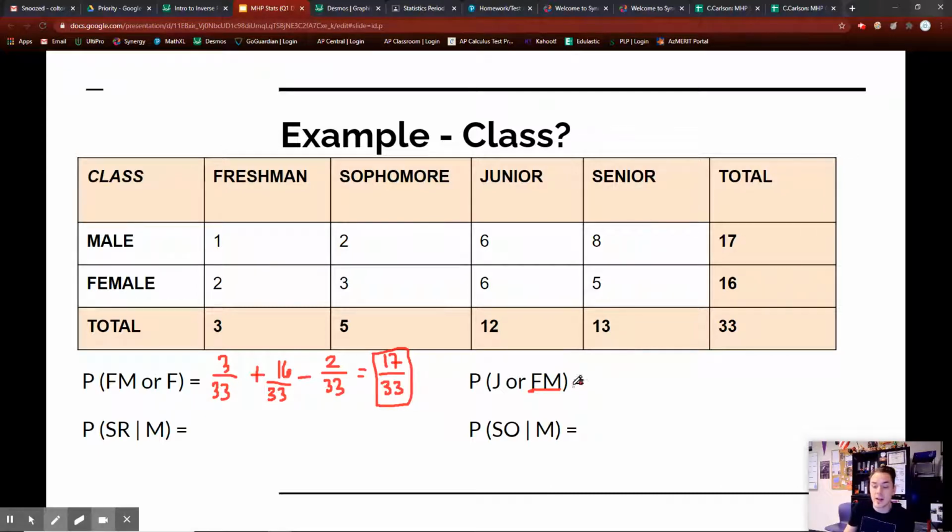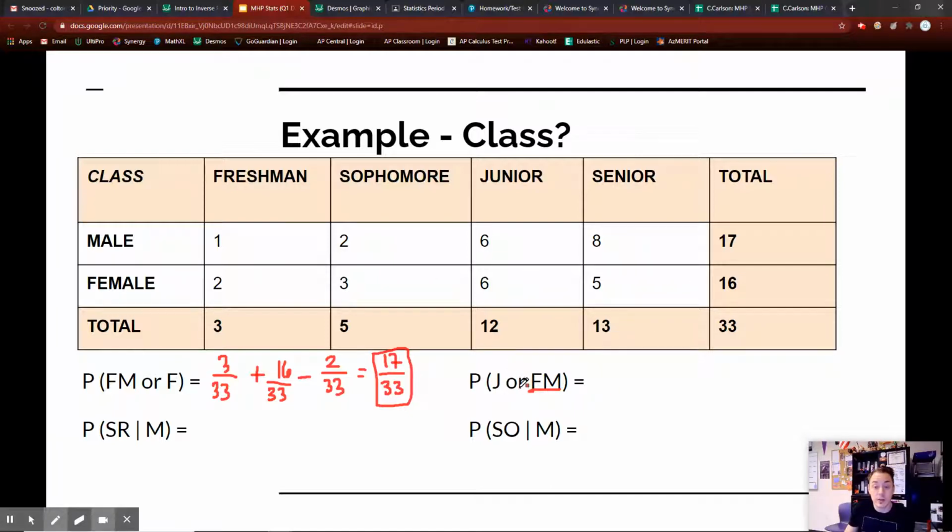So I said freshman, I meant female. So juniors or female. Can you be a female and also a junior? Well, yeah, sure. You can be a female and also a junior, okay? Which means you have to subtract that out. So let's start with the juniors.